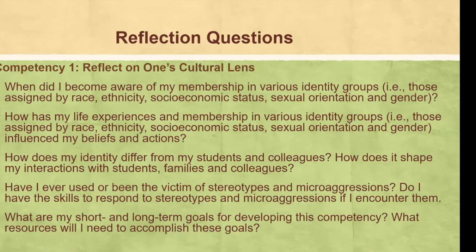Have I ever used or been the victim of stereotypes or microaggressions? Do I have the skills to respond to stereotypes and microaggressions if I encounter them? And what are my short and long-term goals for developing this competency? What is it that you need to do to make this happen? These questions are not questions that you address one time and move on. I think this is part of a growth process. So I just want us to use this as we reflect on how we do what we do.